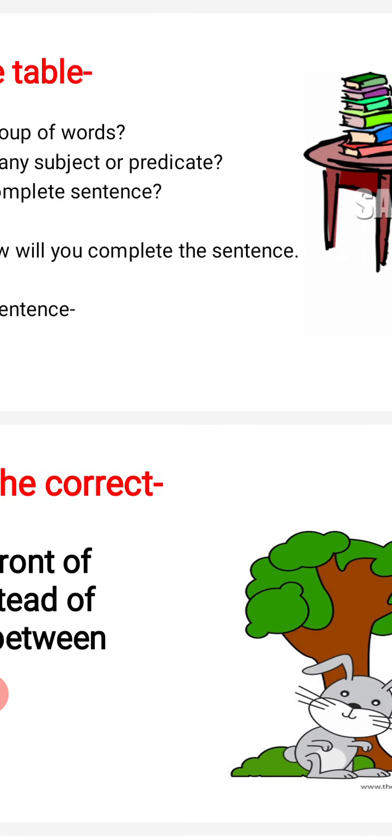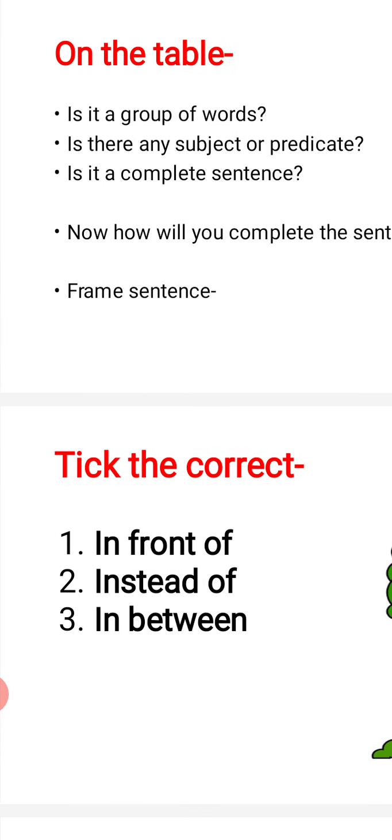The picture is also there. Books are on the table. Books, subject. Are on the table, predicate. But here I have written on the table. It is a kind of phrase having incomplete sense. On the table is a group of words. On the table, group of words called phrase. But it has no complete sense.